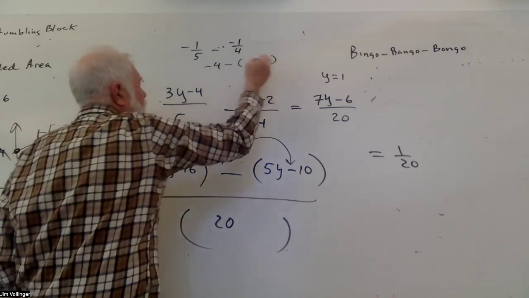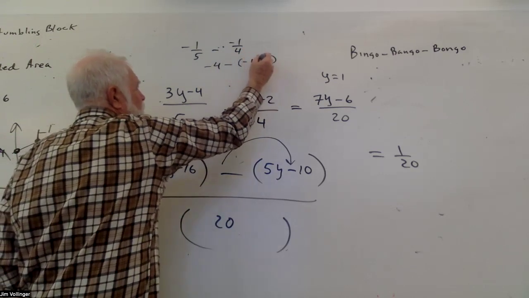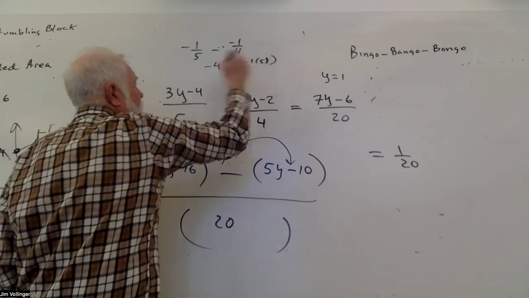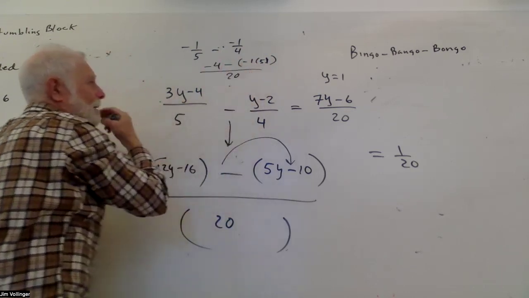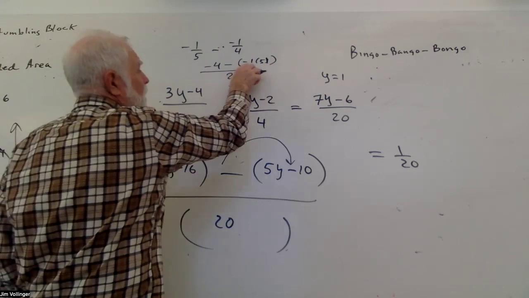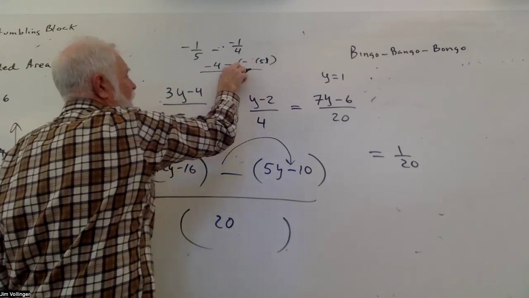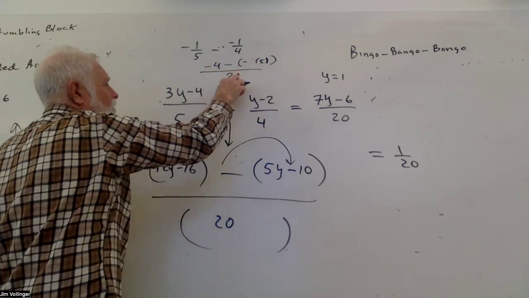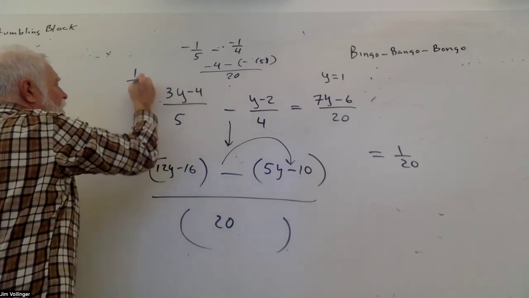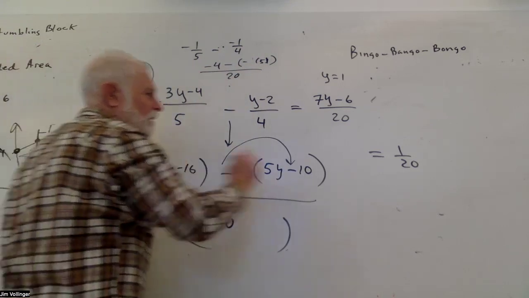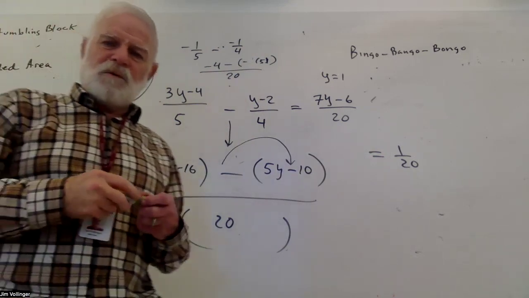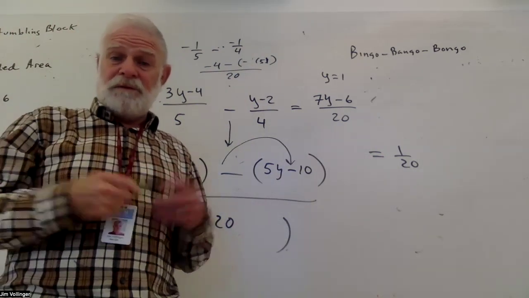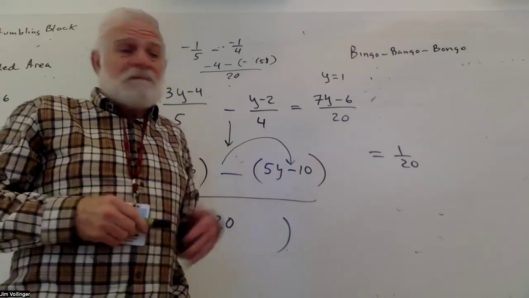Minus, let's put the parentheses over here, minus 1 times 5, there's bingo, bango, bongo. Okay, and minus a minus is positive 5. 5 minus 4 over 20 is 1 over 20. The left side's 1 over 20, the right side's 1 over 20. It's not a formal proof, but it's a way to make sure you don't make a careless error if you got extra time on a test.